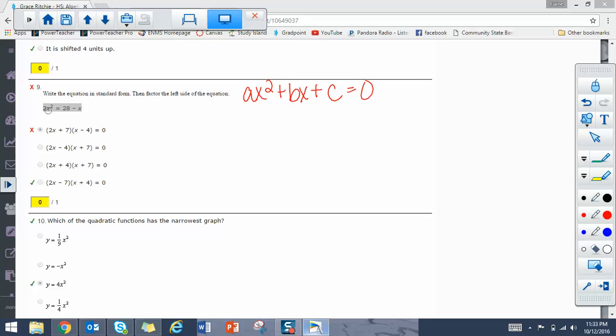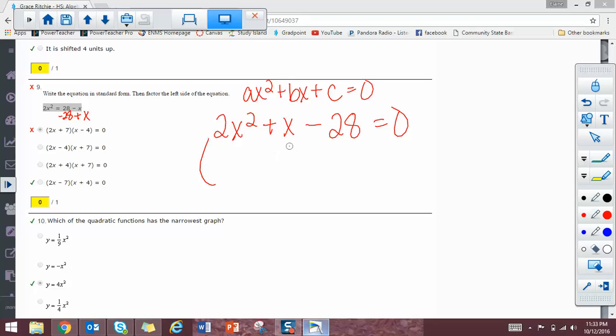I like a positive x squared, so I'm going to leave the 2x squared alone. And I'm going to add the x to the other side and subtract 28. I'm kind of doing this all in one step. I subtracted 28 from both sides and I added x. So you can see it's basically just changing the signs. So now we want to factor.